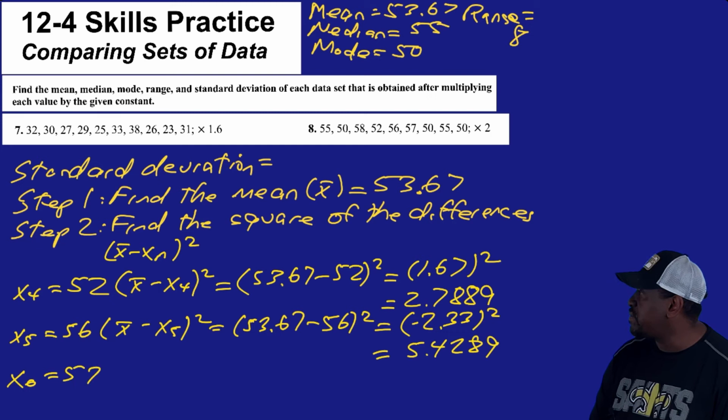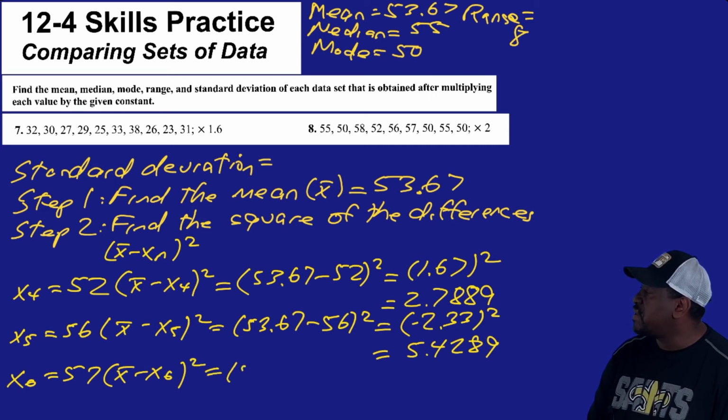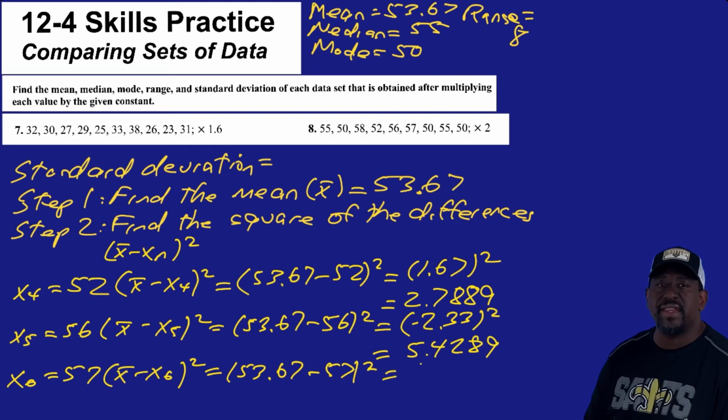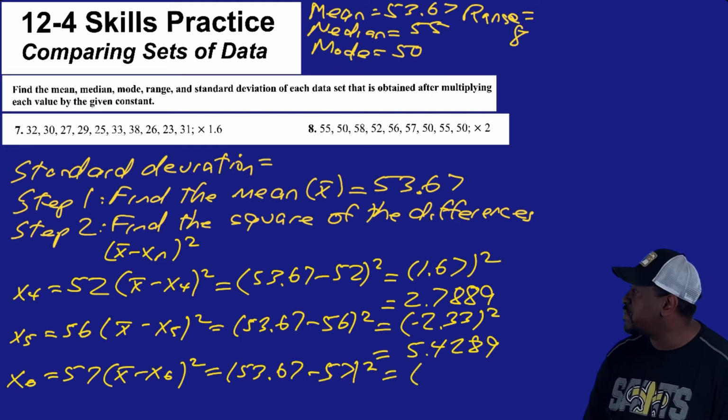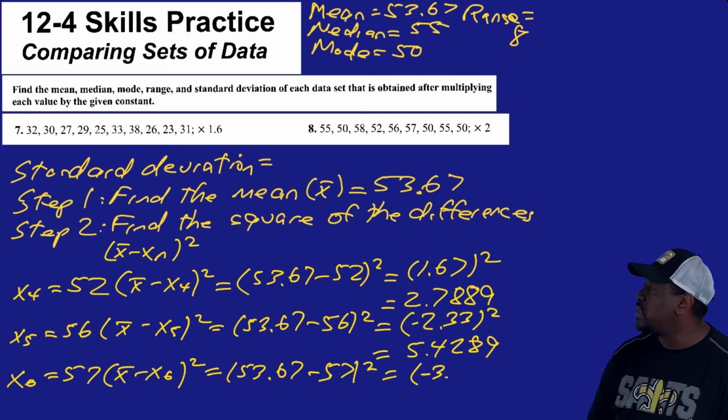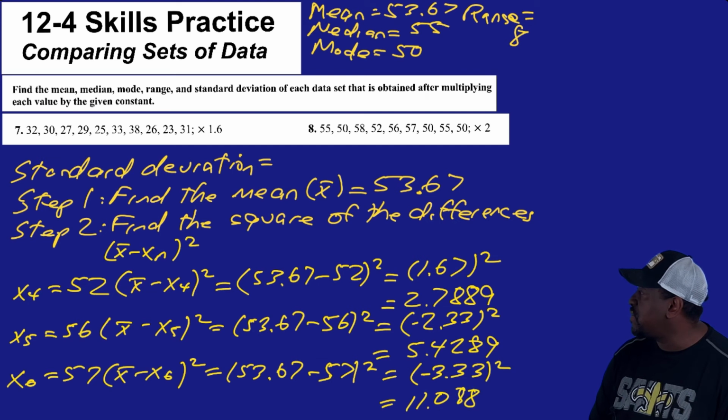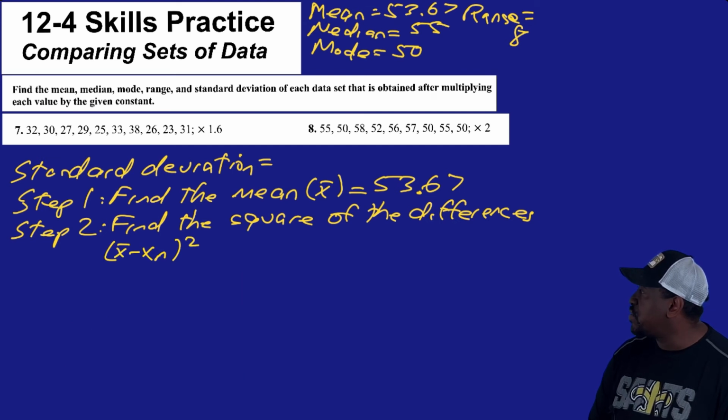And we'll do the sixth one. The 6th data point is 57. We want to substitute that in. And so we put 53.67 minus 57, squared. That will give us a difference. It'll be negative, I'm sure. Negative 3.33 squared, which will give us a value of 11.0889, I believe. So now we're on the seventh value.